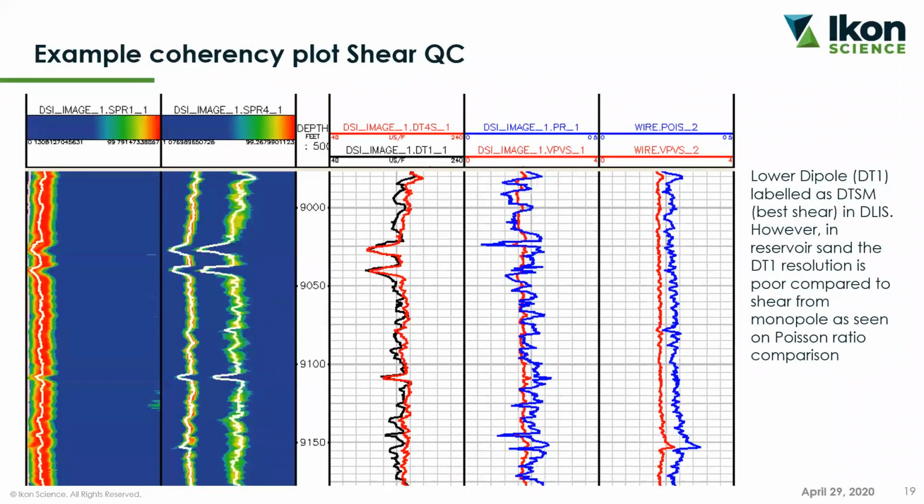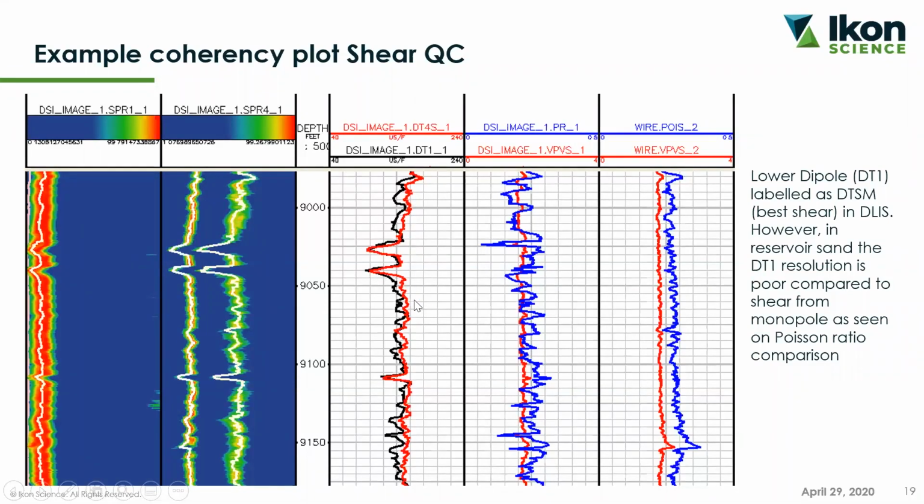Similarly, when you're QCing the shear, in this example, I've got a DSI tool with a monopole and a dipole that's been acquired. So in the first track, I've got the dipole shear from the lower dipole, DT1, and in the second track, I've got the monopole shear and compressional displayed. If we compare the two shear logs, the DT4S from the monopole and the DT1 from the dipole, we can see that there's some discrepancy and difference between the two.